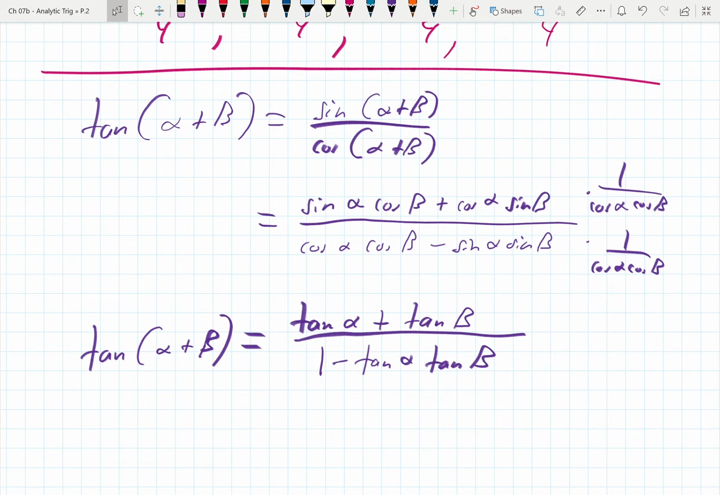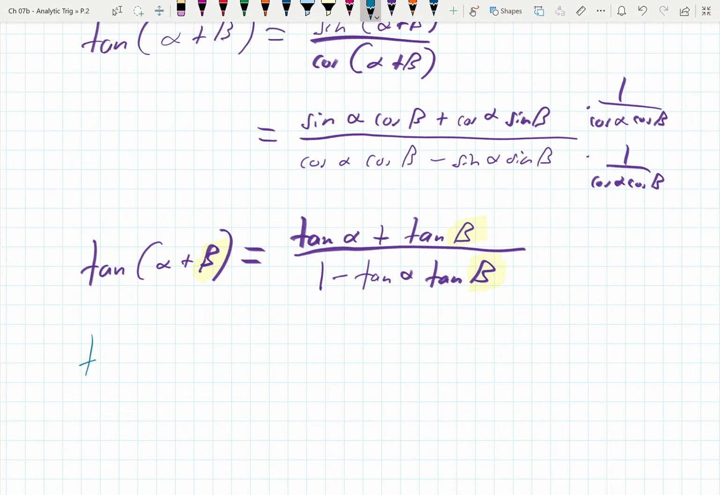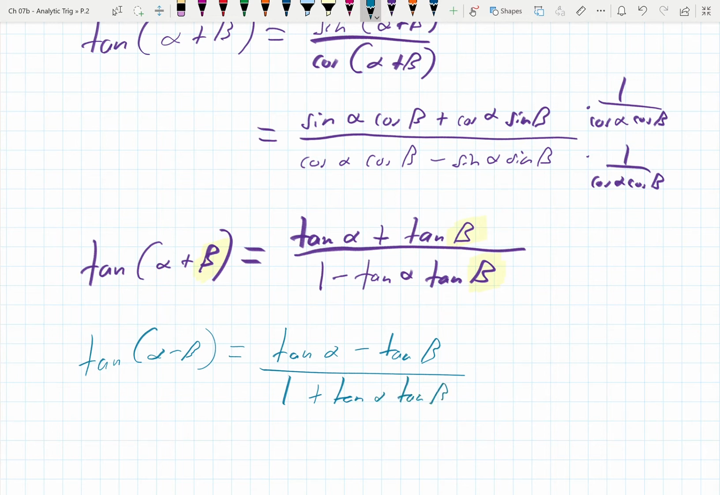I could use the negative properties and just do the same thing we did before. If I substituted a negative beta in, then this would be negative and this would be negative, and it would carry the negative out because tangent's an odd function. So we would get the fact that tangent of alpha minus beta is equal to tangent of alpha minus tangent beta over 1 plus tangent alpha tangent beta.